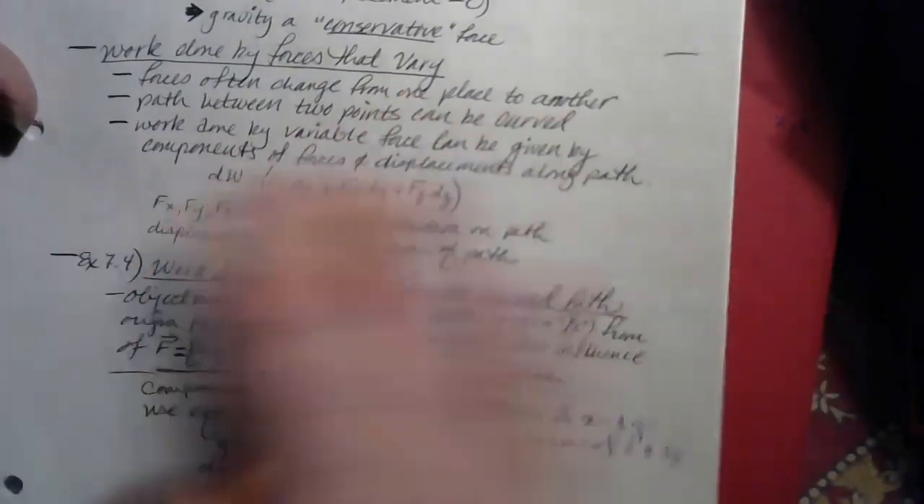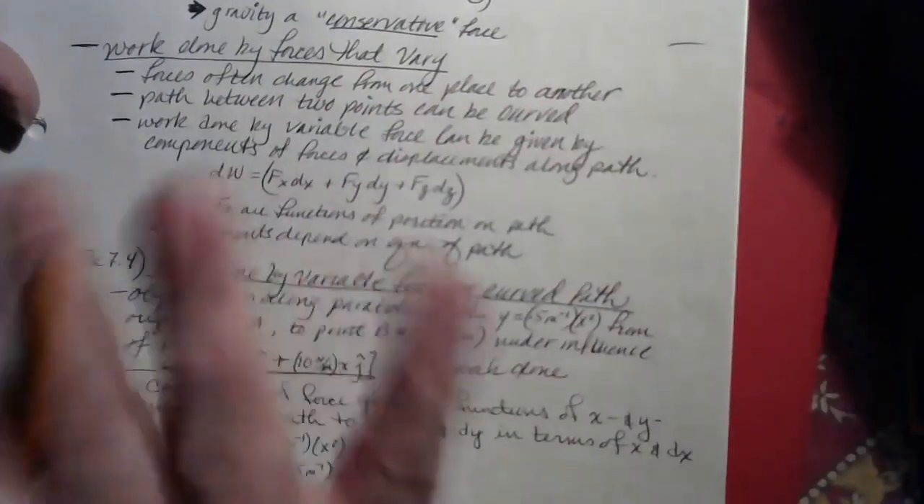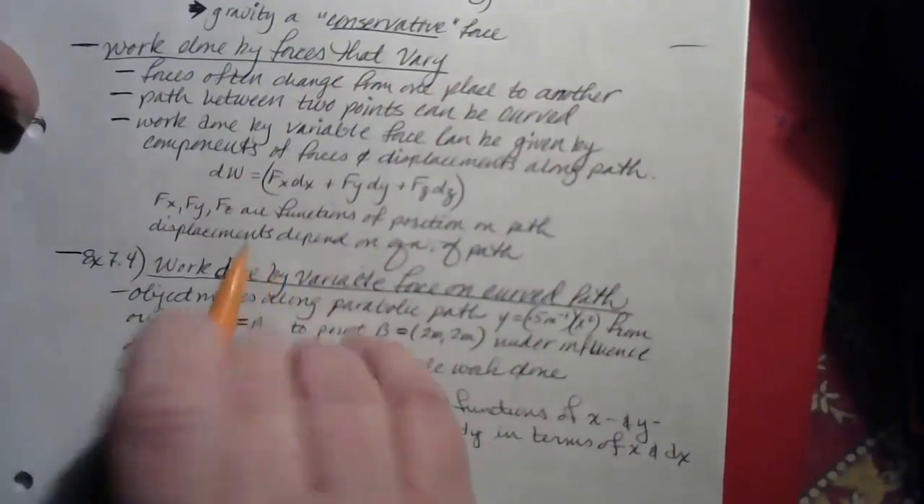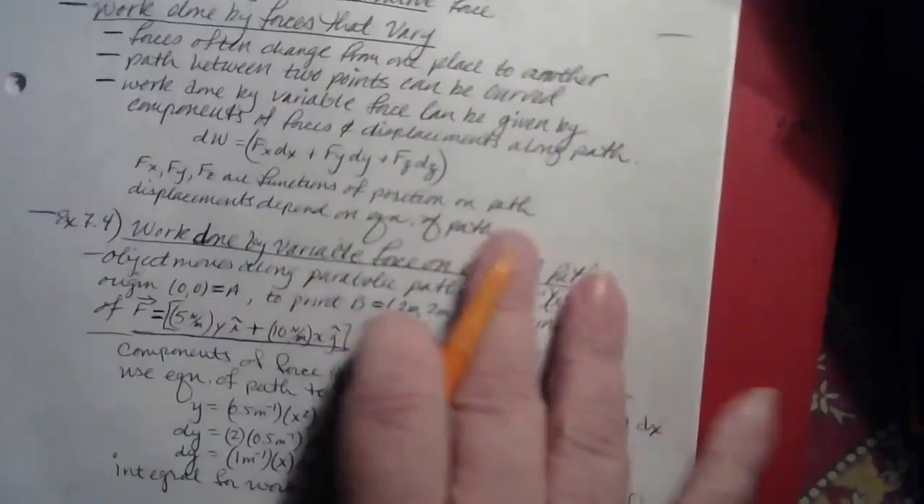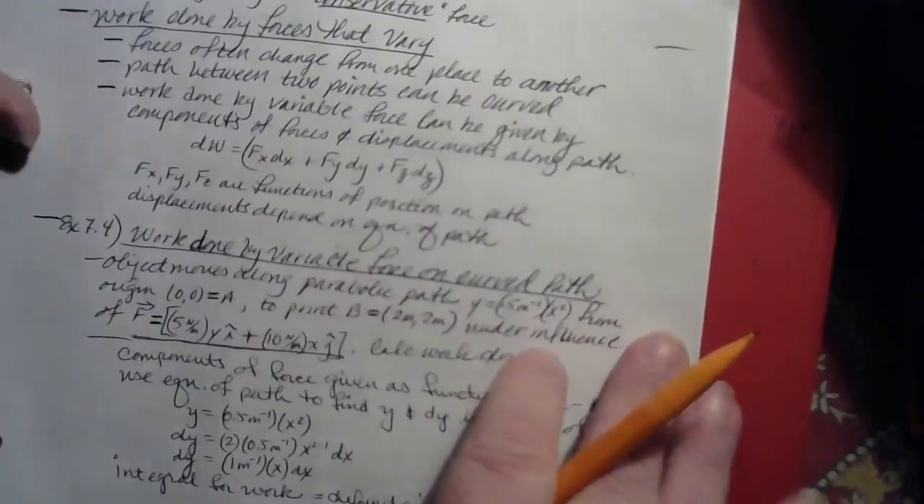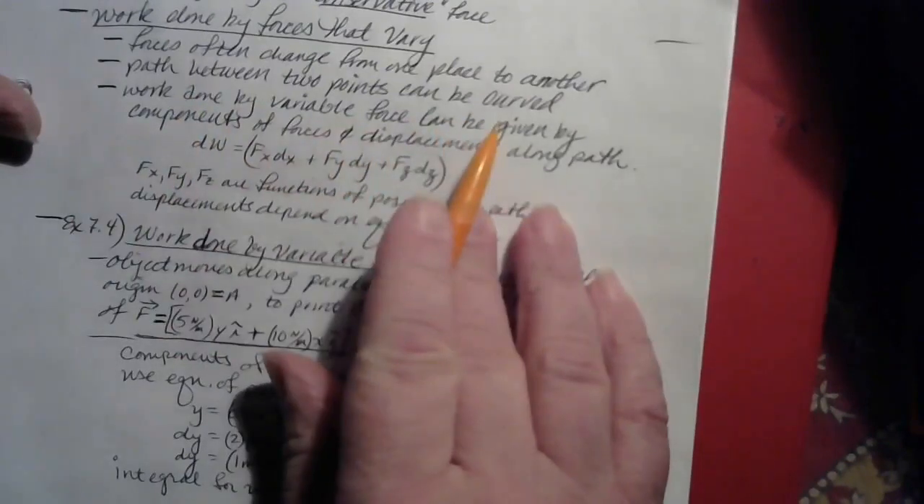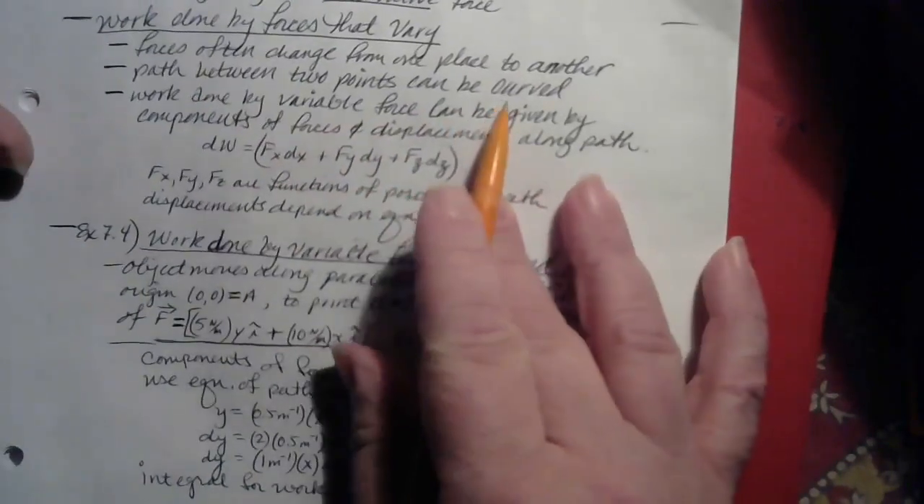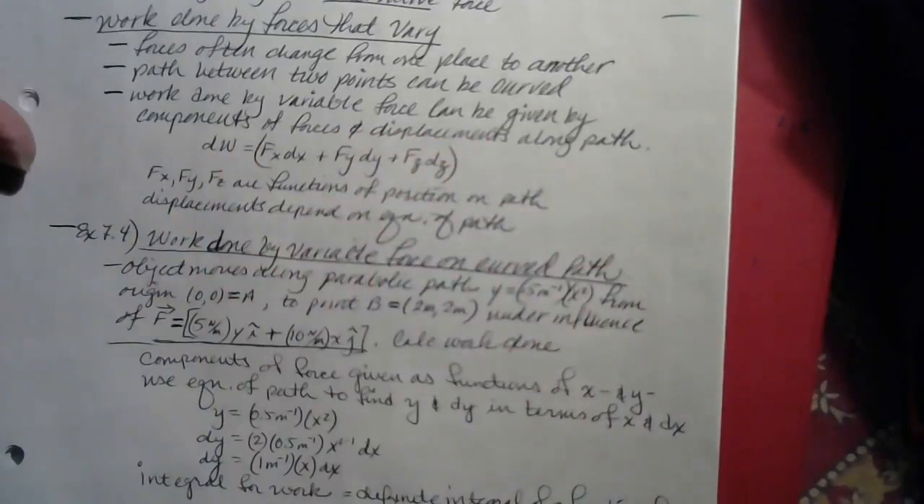Now, we've been working with forces that were constant throughout an entire process, and that makes things easy, but it's not always the way things are. Forces often change from one place to another. They often change over time, and the path between 2 points may not be straight lines. It may be curved. So the work done by variable forces can be given by the components of the forces and the displacements along the path.